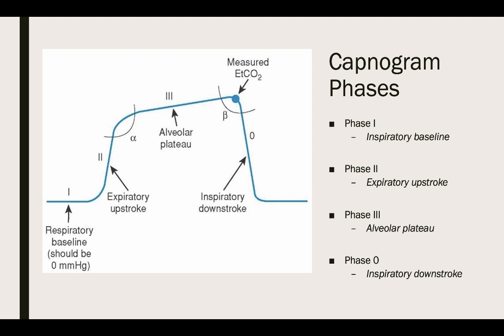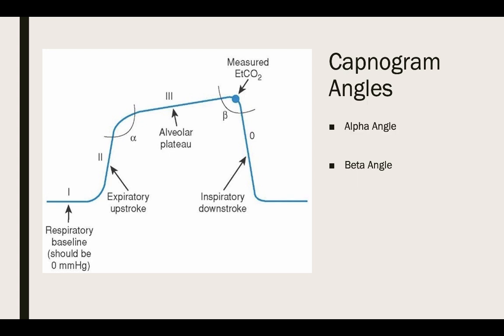that carbon dioxide level. Now you might be wondering, fine, that's the end tidal CO2, that's the end of my tidal cycle, but there are these weird little swooshes right here on this wave. And it's alpha and beta. We've got an alpha angle and a beta angle.